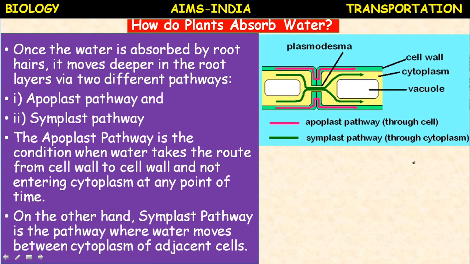See the image. So here in this image, cell wall to cell wall is the apoplast, and between the cytoplasm of adjacent cells is the symplast. Apoplast, cell wall to cell wall. So here the red color arrow mark or direction shows the apoplast through cell wall, whereas symplast pathway through cytoplasm of adjacent cells. So this is the concept.